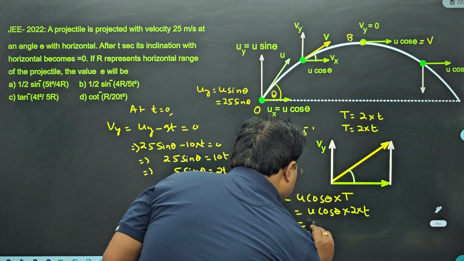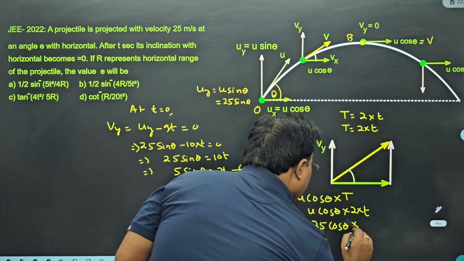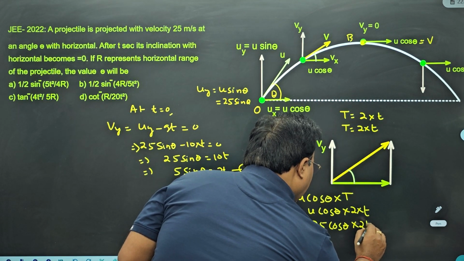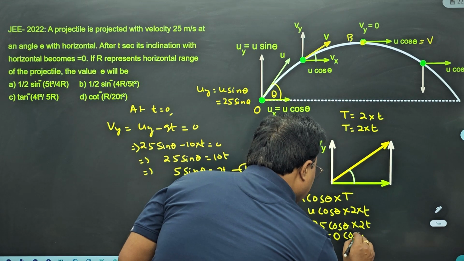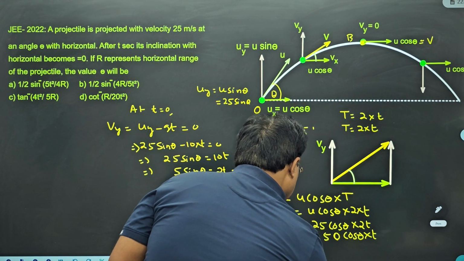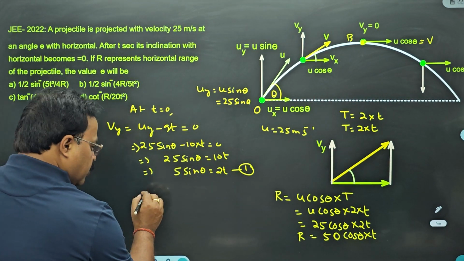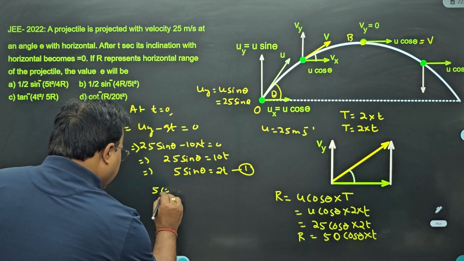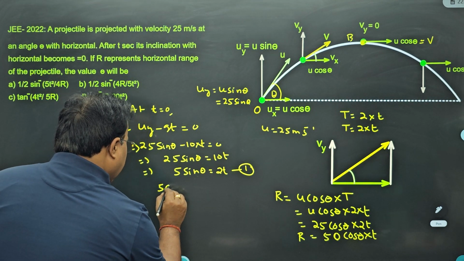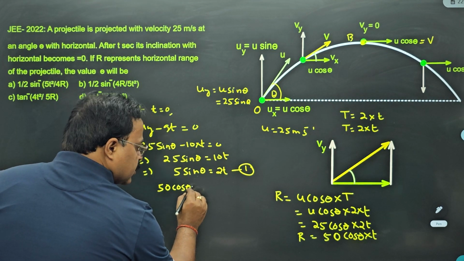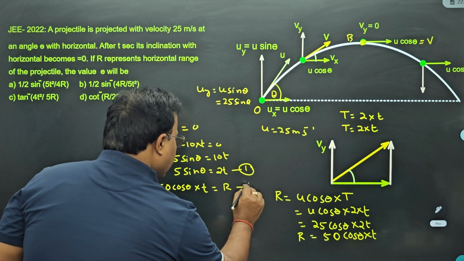So U is 25, and range is equal to 25 cos theta into 2t, or we can write it as 50 cos theta into t. 50 cos theta into t is equal to range. So what we got here, my dear students? 50 cos theta into t is equal to range. This is equation 2.